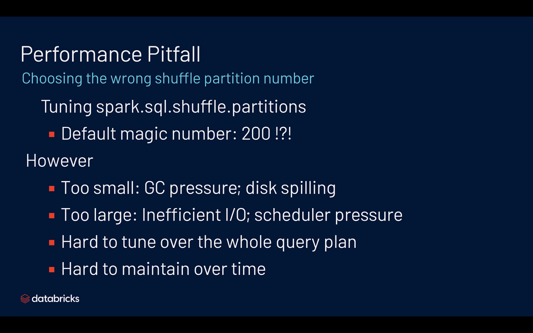This is troublesome to tune, however, because a lot of times we can take advantage of a much smaller number and get better throughput. If you set the number too small, you end up with a lot of garbage collection and spilling to disk. If you set this number too high, then you end up with inefficient I/O as you split up your task into too many smaller tasks, and this leads to increased pressure and overhead in the scheduler. And because this is a global setting, it's hard to tune for the overall query, since each piece of the query might ideally have a different optimized number. And this is particularly hard to maintain over time as new improvements are made to Spark, or as the size of your data set or the nature of your queries change.